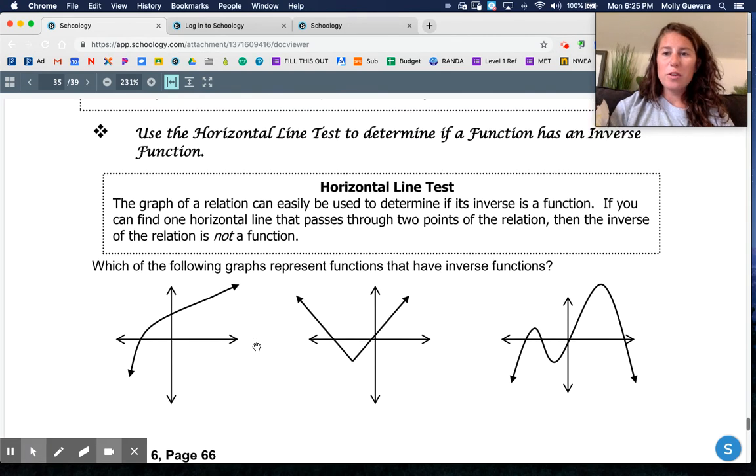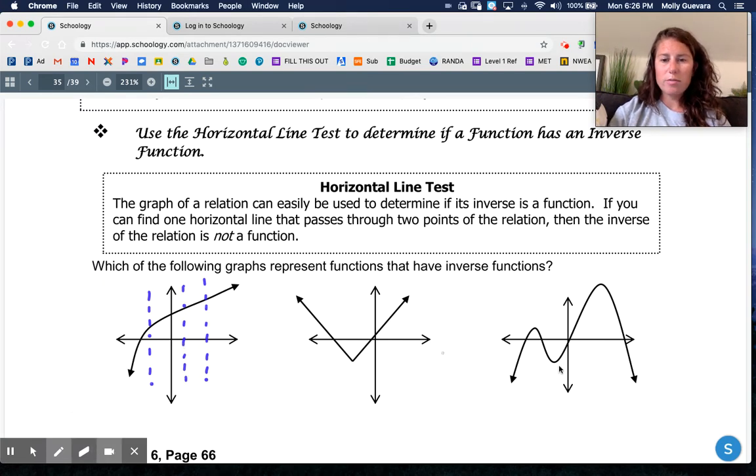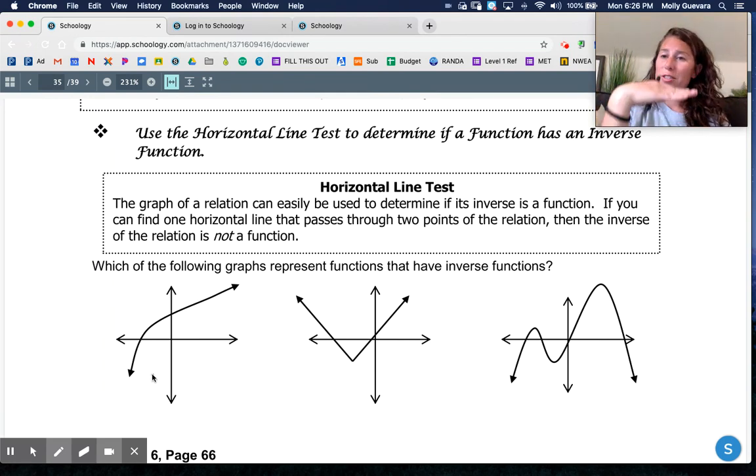We have the vertical line test to determine if something is a function. I can draw any vertical line and it'll tell me whether or not this is a function. All three of these are functions because they pass the vertical line test. A function is one-to-one, or has an inverse, if it passes the horizontal line test. The horizontal line test is exactly the same as the vertical line test, just with horizontal lines.